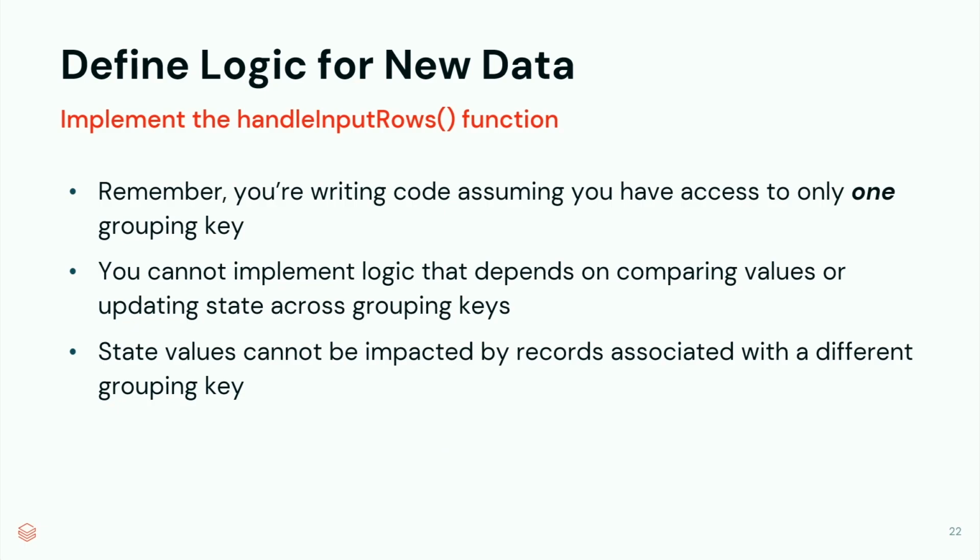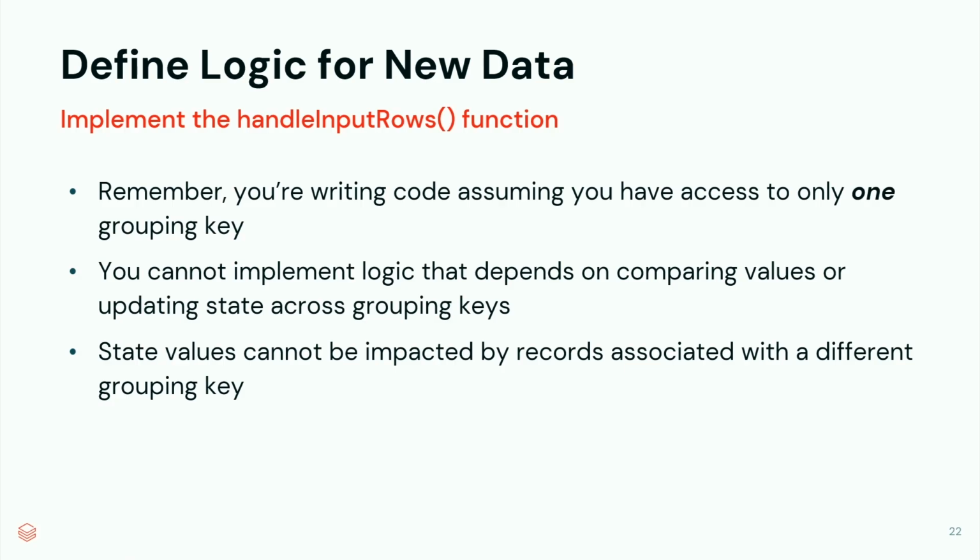Now we're on to step 3. We've initialized and defined all of our structures. We've potentially initialized our state. Now comes the meat of it. We need to handle input rows. We need to define the logic for when new data is received by the stream.